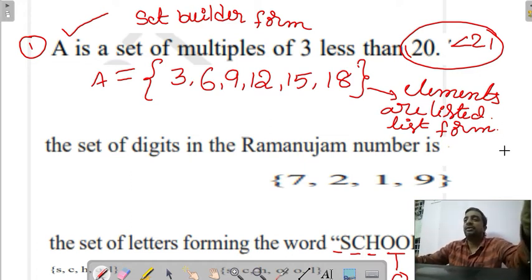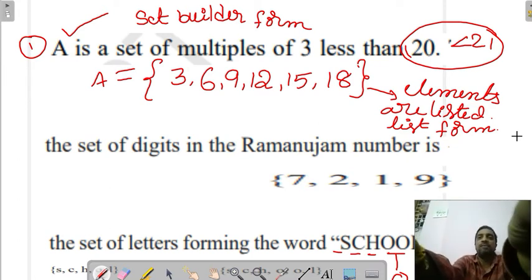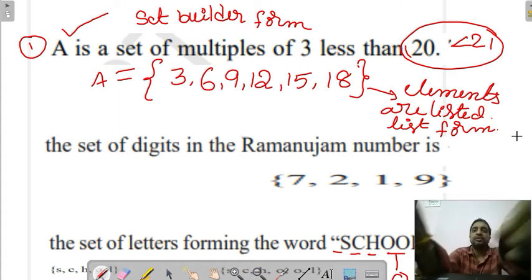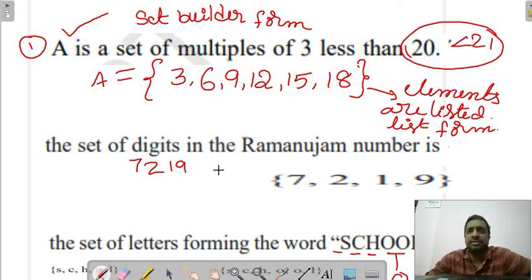Let us see one more example. I think you understand this. Now, the second one: the set of digits in the Ramanujan number. What is the Ramanujan number? 7219. So the digits are 7, 2, 1, 9.